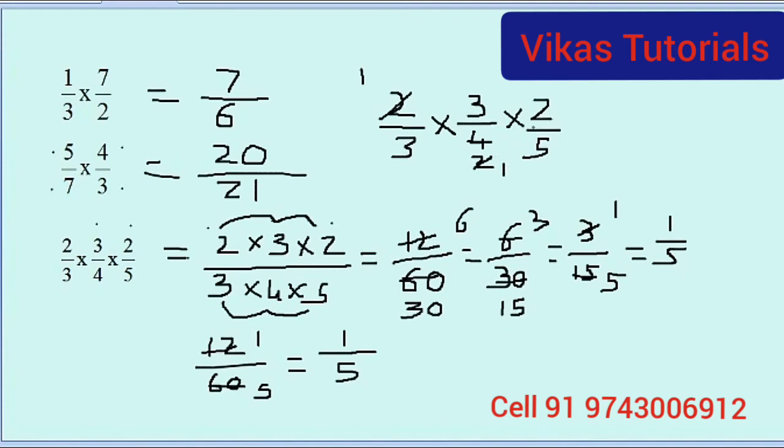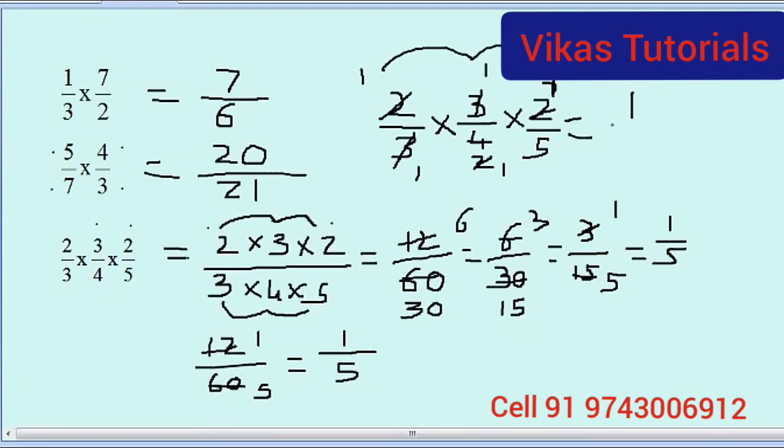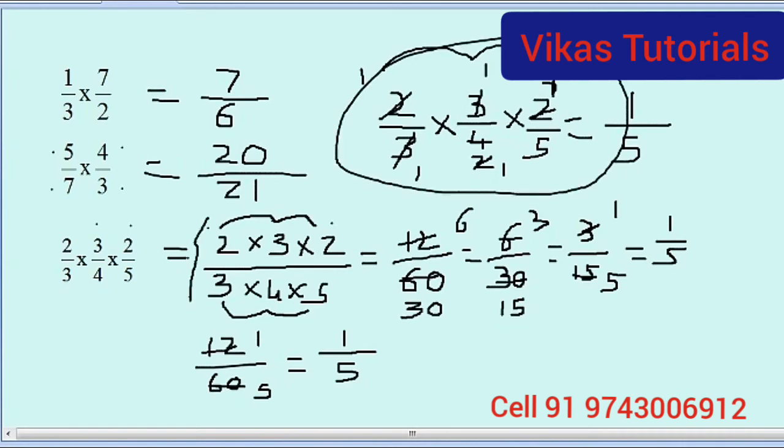Again 2 1s are 2, 2 2s are 4. Again 2 1s are 2, 2 1s are 2. This and this number is cancelled. This and this number is cancelled. Then this 3 1s are 3, 3 1s are 3. So after cancelling, you can multiply. 1 into 1 into 1 is 1. Here 1 into 1 into 5 is 5. So this is a very easy shortcut method. But initially, if you don't understand this method, then you do it by the other method. Practice it well, and afterwards when you know the tables well, then you can go to this method.